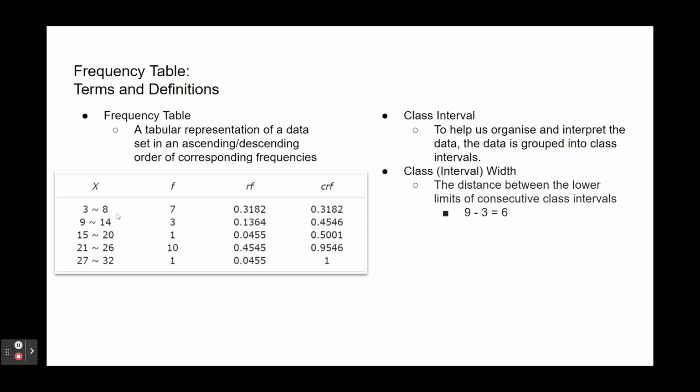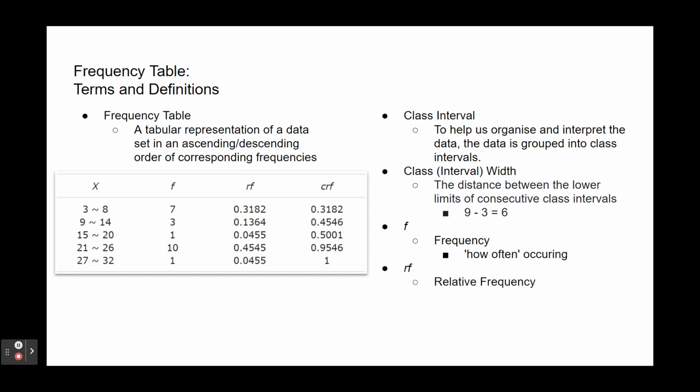So the class interval width of 6 means 6 numbers can fall in here. But that is only when these are discrete, integer cases. The general definition is 9 minus 3, 15 minus 9, and 21 minus 15, which makes it easy to calculate the class width. F represents frequency, how many scores are occurring in that particular interval.